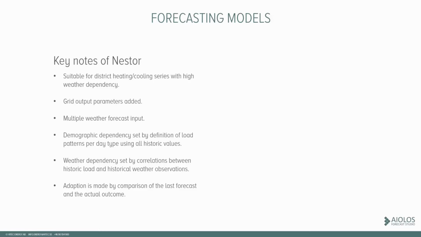Weather dependency is set by the correlation between the historic load and historical weather observations. So basically we see what type of energy we need into the grid when we have this specific mixture of weather parameters like global radiation, wind speed, temperature, for example. Like Aiolos or Celia, an adaptation is made by comparison of the last forecast and the actual outcome as well.